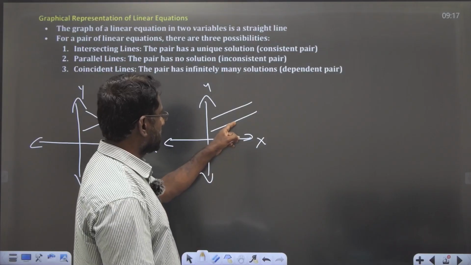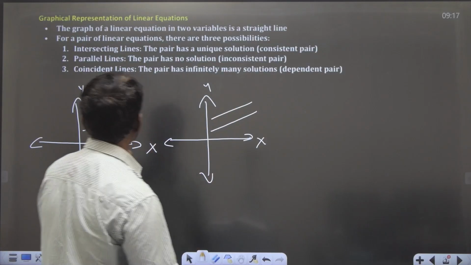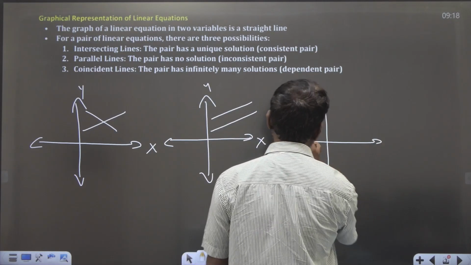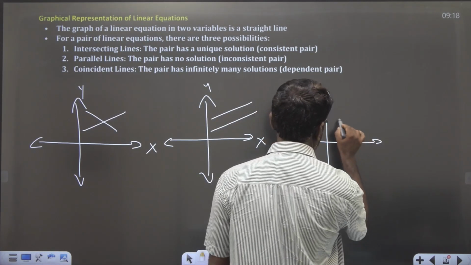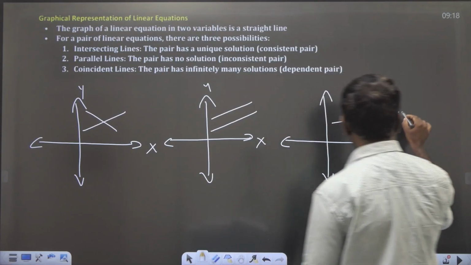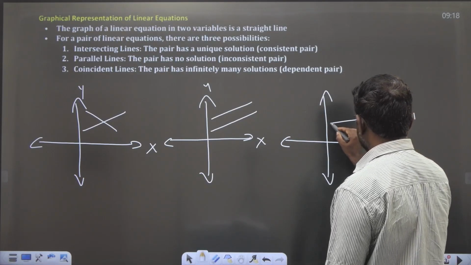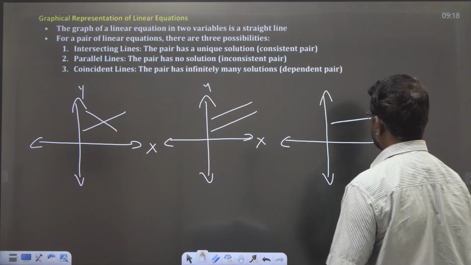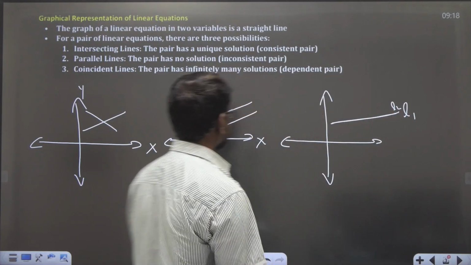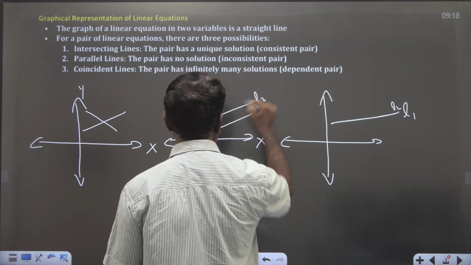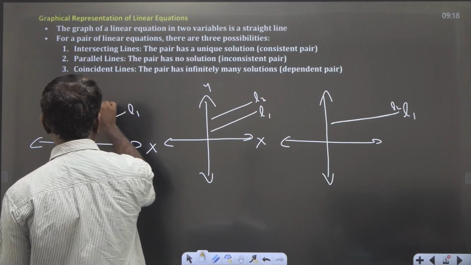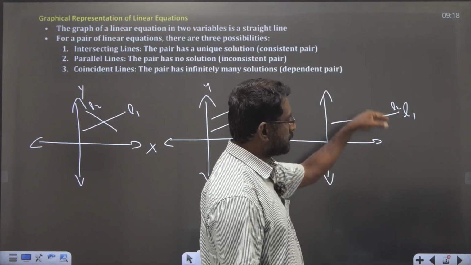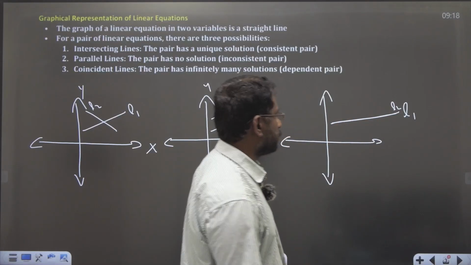This is the graph of line 1, this is the graph of line 2. Or you can expect the graph like this. This is the equation of the first line, and the second line is lying on the first line. This is the graph of L1, this is the graph of L2. The third case is the second line is coincident with the graph of L1.